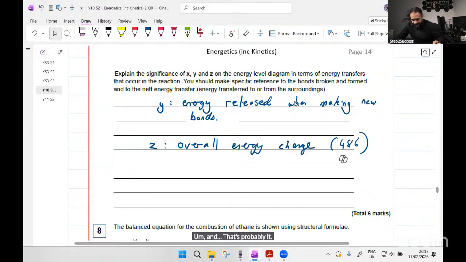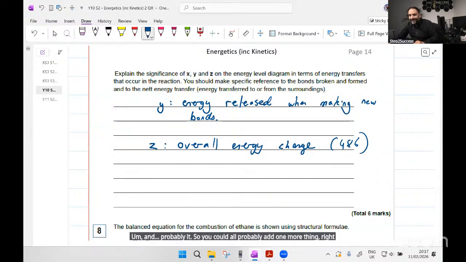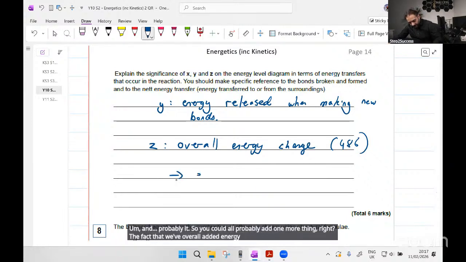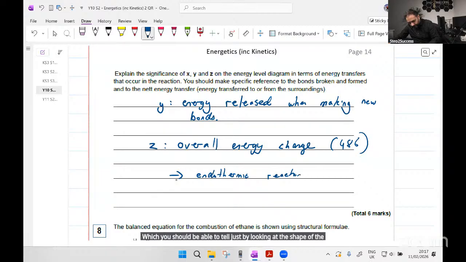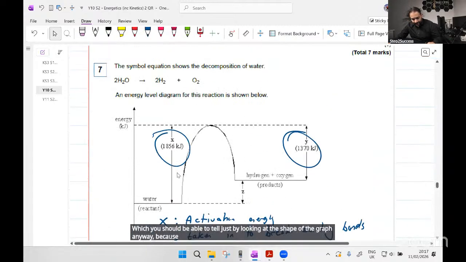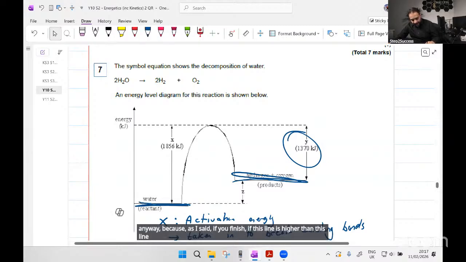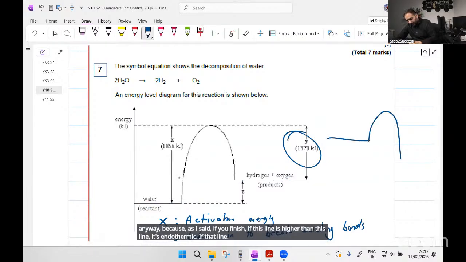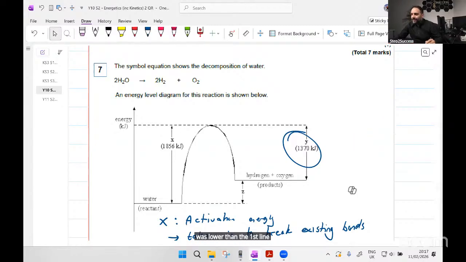So you could probably add one more thing. The fact that we've overall added energy shows that this is an endothermic reaction, which you should be able to tell just by looking at the shape of the graph anyway, because, as I said, if this line is higher than this line, it's endothermic. If that line was lower than the first line, then it is exothermic. Right, that was that one.